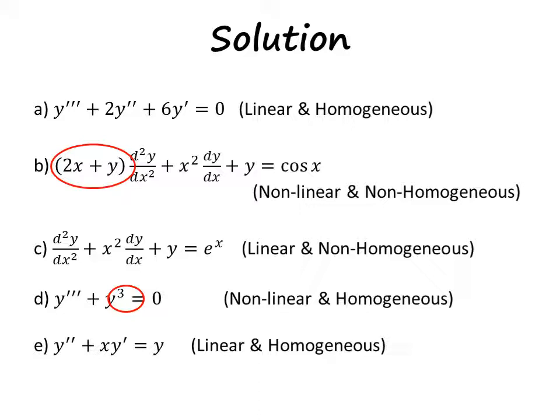Equation C is linear but non-homogeneous because g of x is equal to e to the power of x. Equation D is non-linear because the power of y is 3, and the equation is homogeneous. And lastly, equation E is linear and homogeneous.